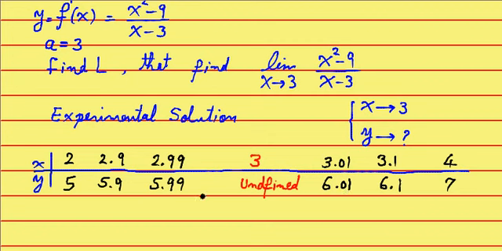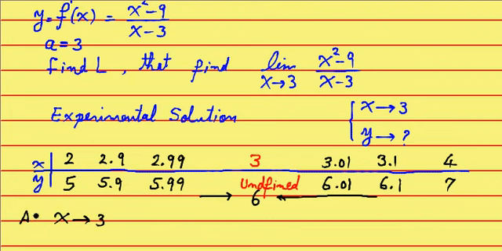So now we look at our outputs, and try to discern any pattern in what we see here. What is happening to our y's? As you see, the y's here, all of them are approaching 6 from here: 5, 5.9, 5.99, and so on, they are all approaching 6. This one is also approaching 6.